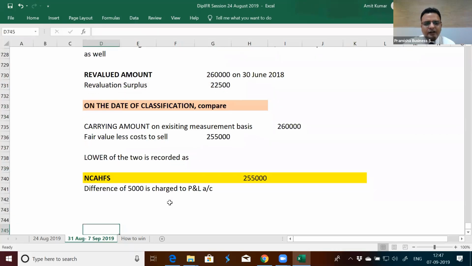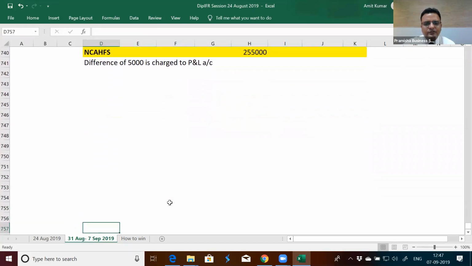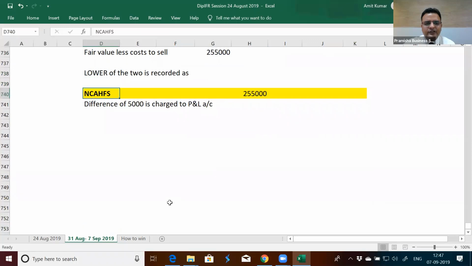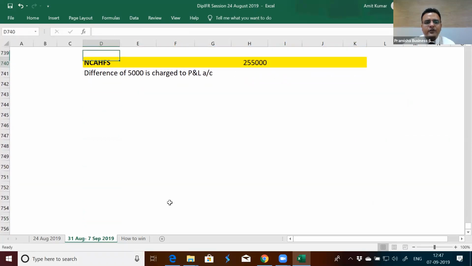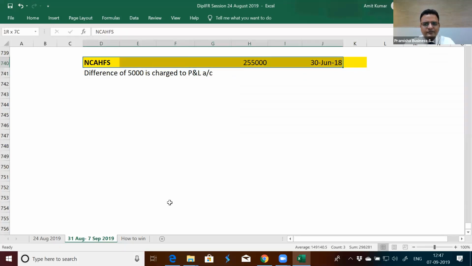Now the asset is recorded as non-current asset held for sale on 30th June. This is a new value. Difference of 5,000 is already charged to P&L. This is a new territory now. New life, new territory on 30th June. Now arrives 31st March.